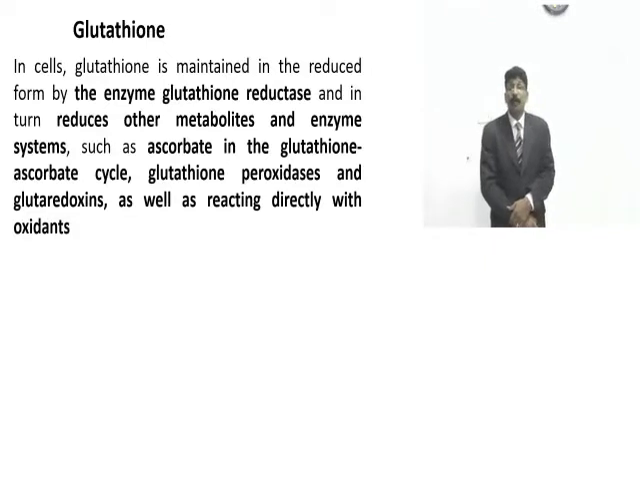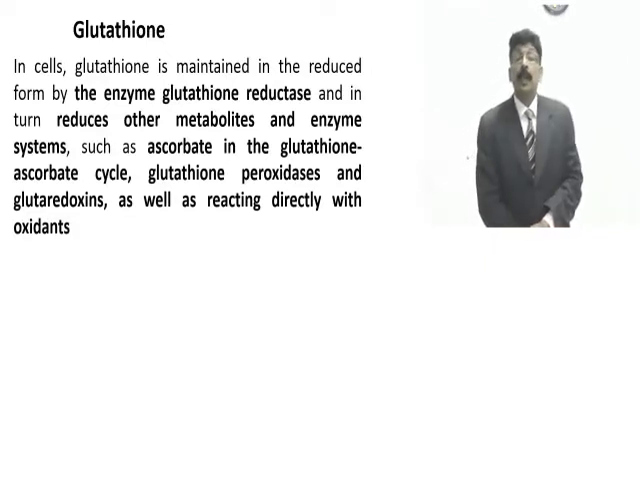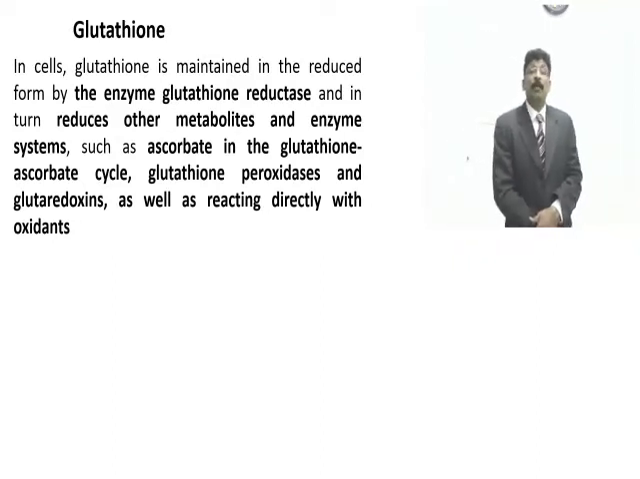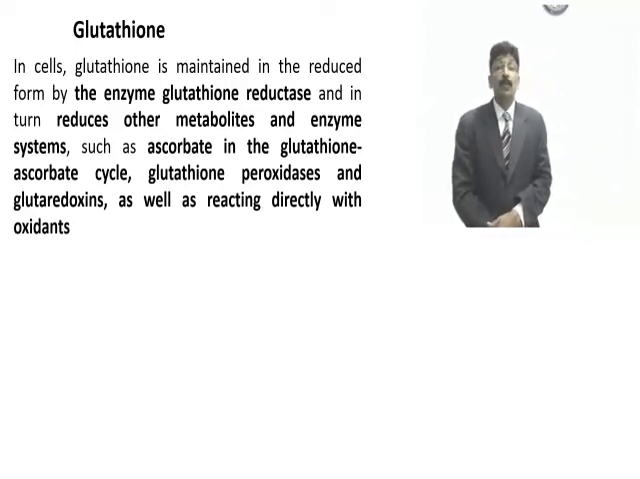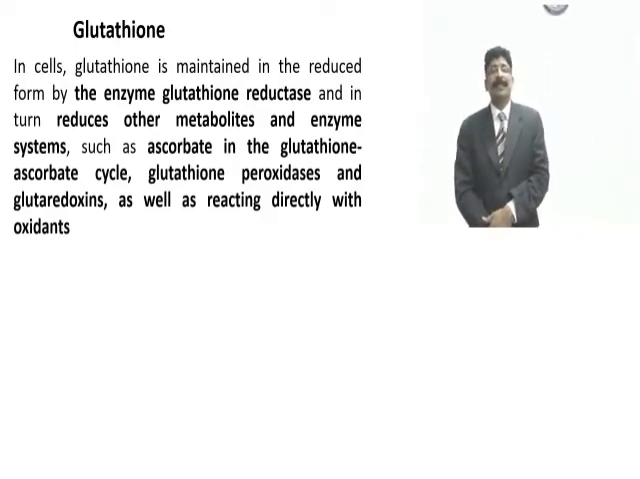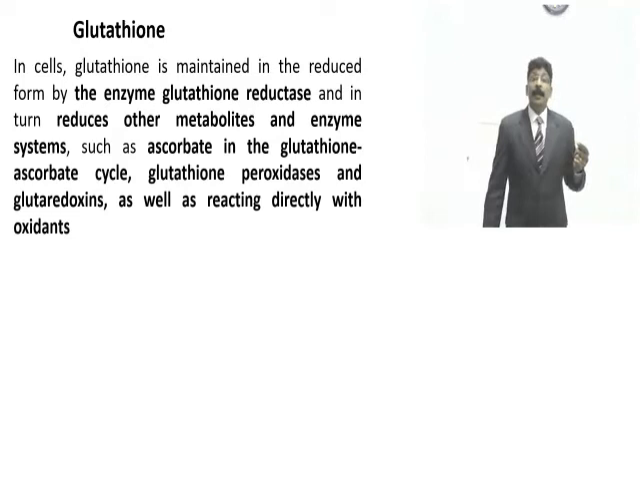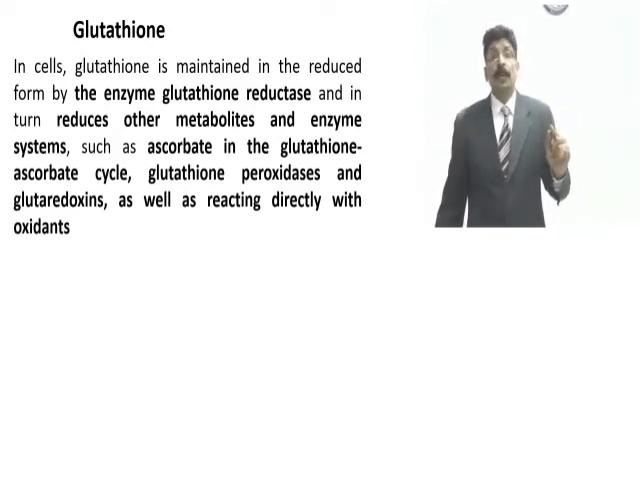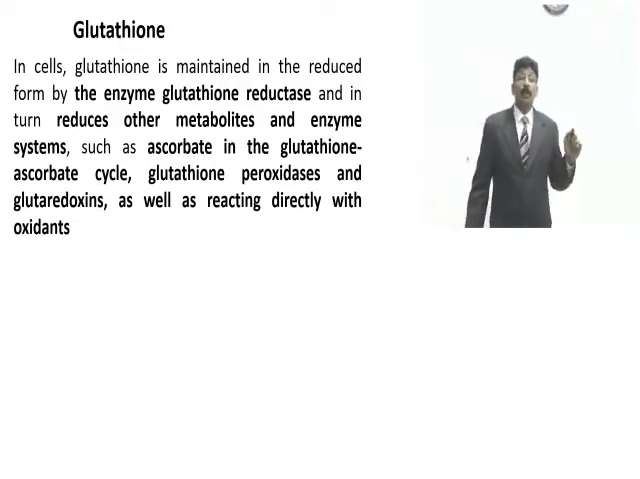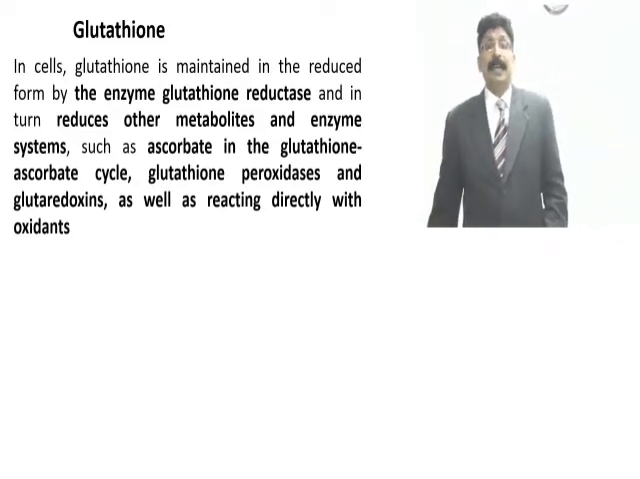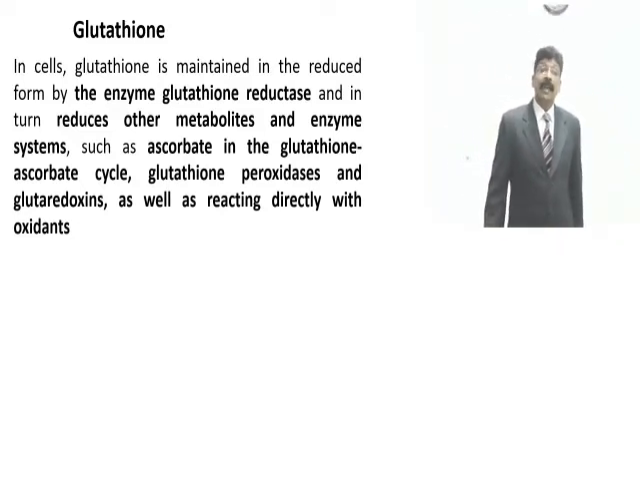So glutathione, we should know, is also an antioxidant which is present in our body. The cell glutathione is maintained in the reduced form by the enzyme glutathione reductase, and in turn reduces other metabolites and enzyme systems such as ascorbate in the glutathione-ascorbate cycle, glutathione peroxidase and glutaredoxin, as well as reacting directly with oxidants.